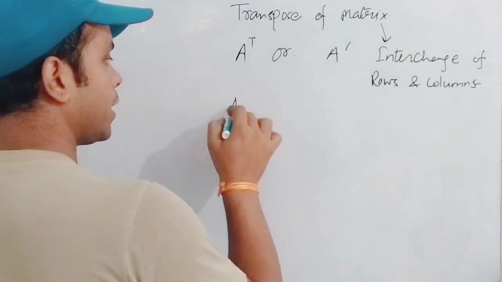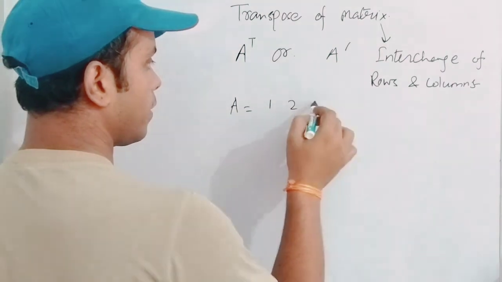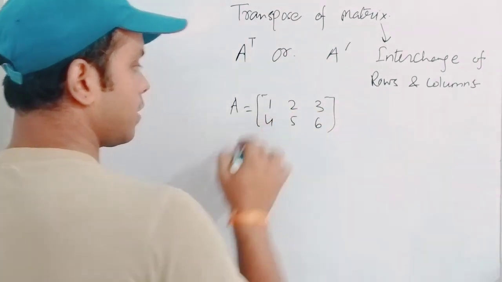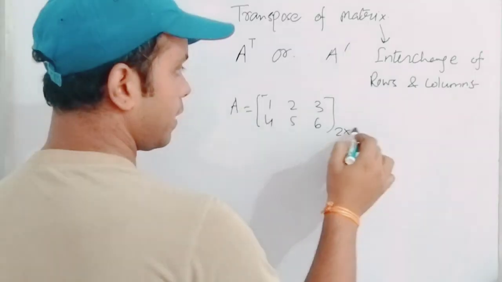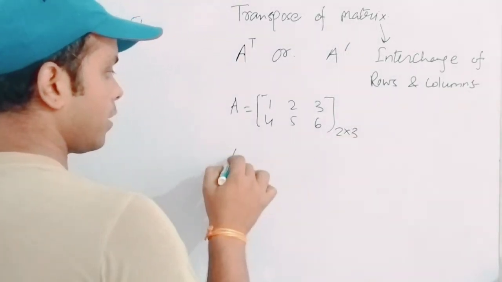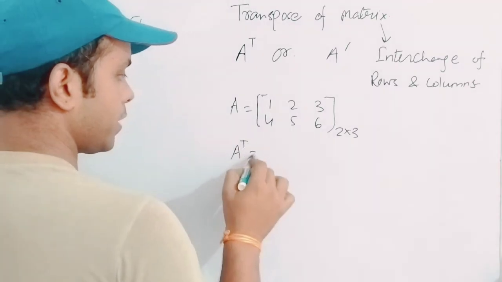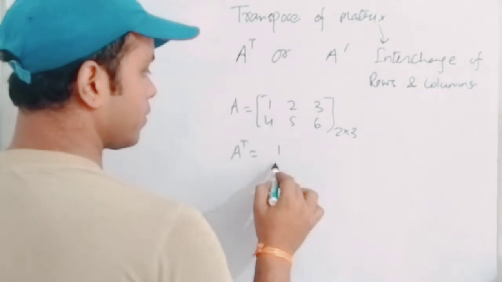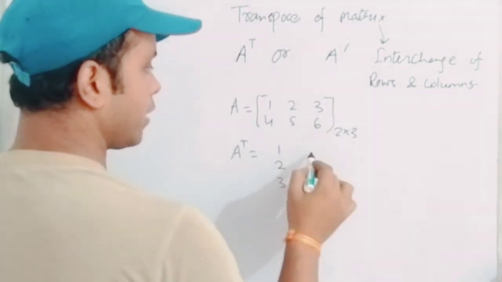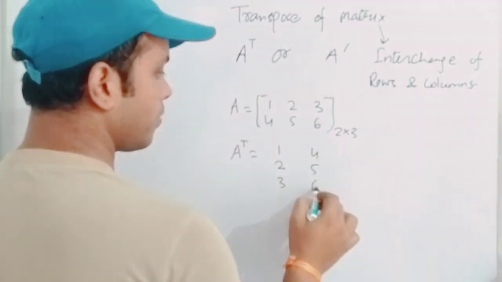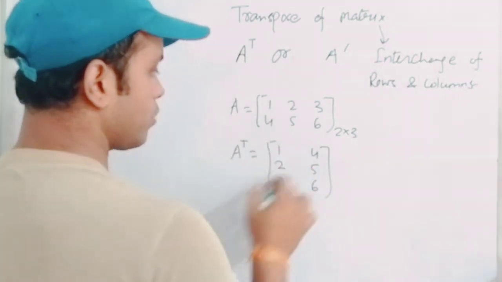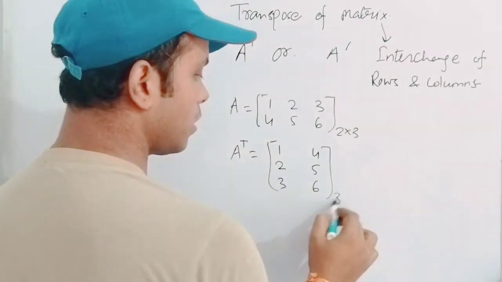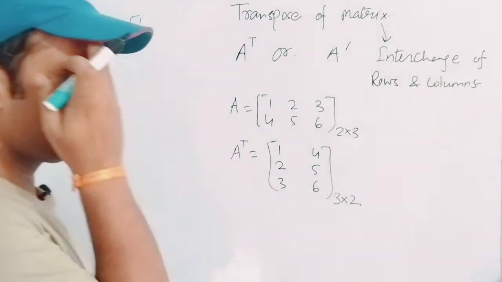Suppose you are given a matrix A = [1, 2, 3; 4, 5, 6], and its order is 2 by 3. Then a transpose of this matrix will be an interchange of columns. The first row becomes the first column, 1, 2, 3, and the second row becomes the second column. So this is the transpose of matrix A, and what is its order? Its order is 3 by 2.